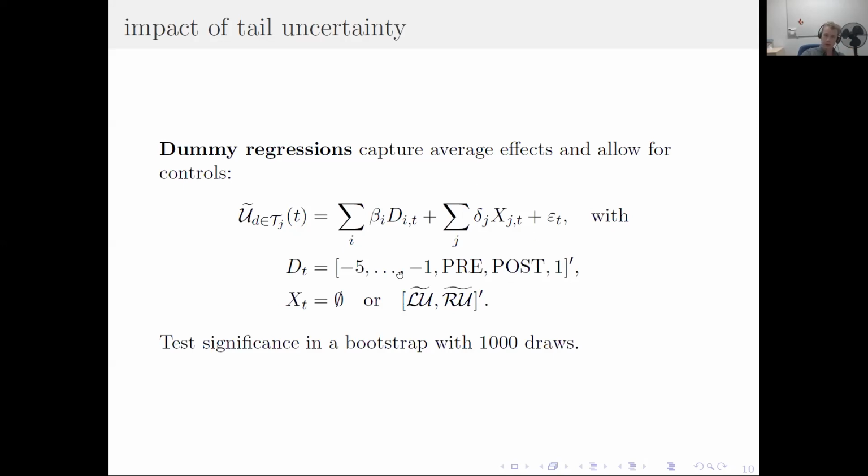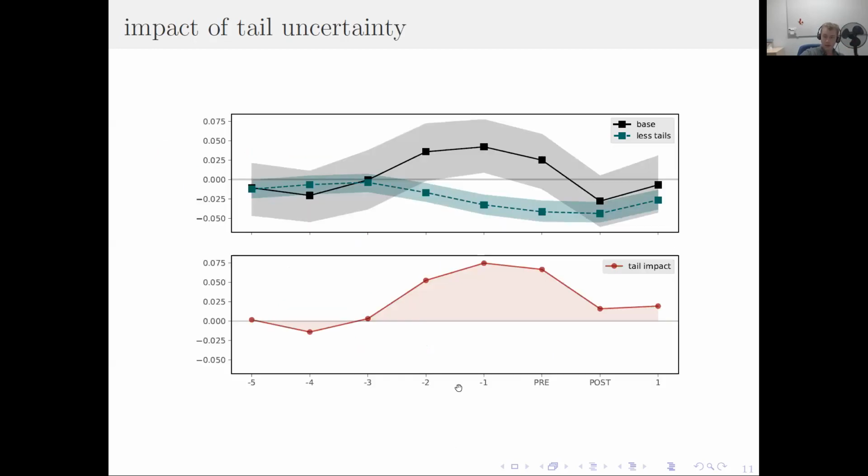What we also do in this setting is we include a set of control variables, or variables of interest rather. In the first regression setup, we set this variable x to 0, so we leave out any controls. This is basically the analysis that you've just seen in a dummy setup. And in our second setup, we now include left and right tail uncertainties. Again, these are already purged and relative to the control group. To test significance, we rely on a bootstrap with 1,000 draws to get rid of some of the serial dependence in our data. So when we do this, this is the picture that we came up with.